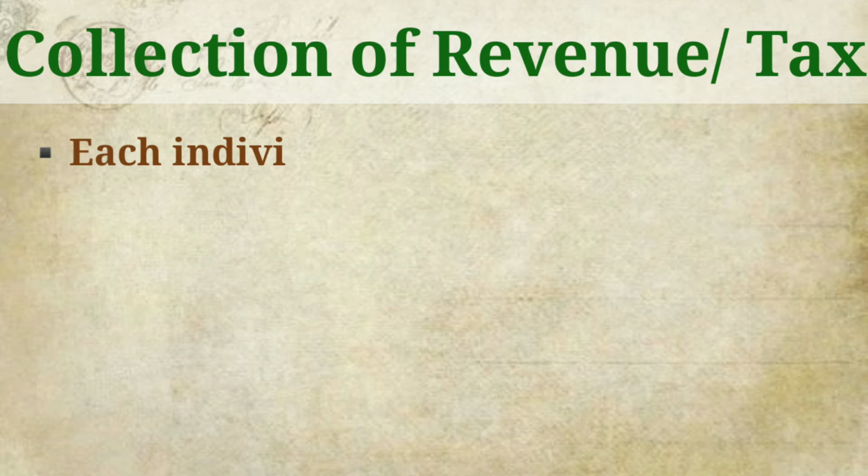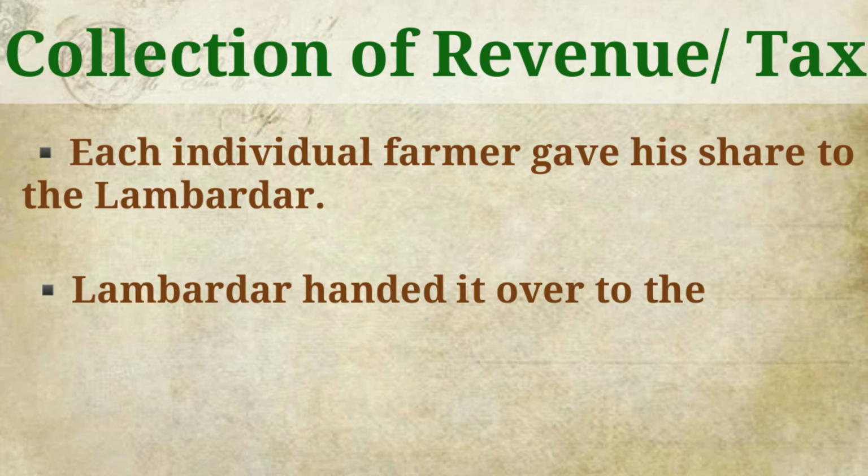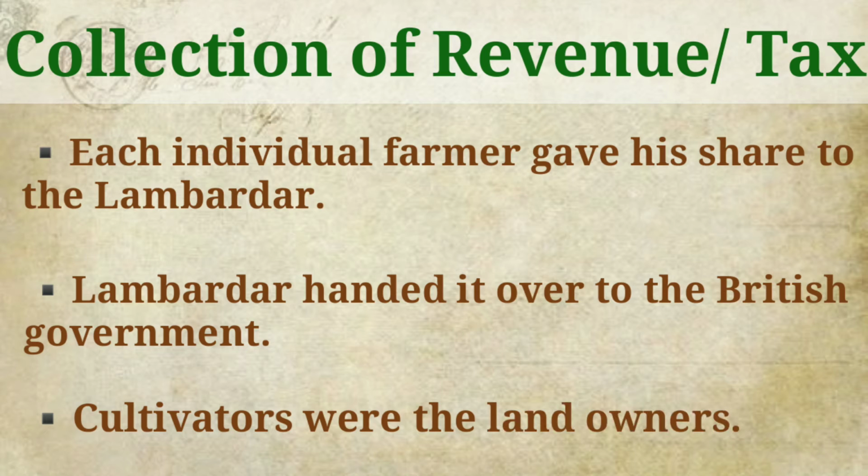Next, let's see how the revenue was collected. Children, each individual farmer had to give his share of revenue or rent to the village headman or Lambardar. Then the Lambardar handed it over to the British government. And children, you have to note one thing here. The cultivator was the landowner and not the Lambardar. He was only an agent to the British government. Children, in this system also, the cultivators were heavily burdened because of high tax rates. So, children, did you understand so far? Good.